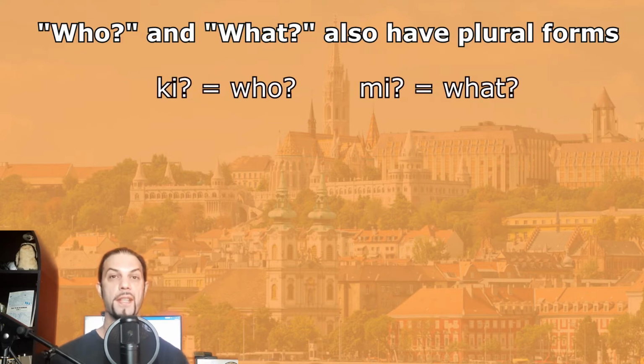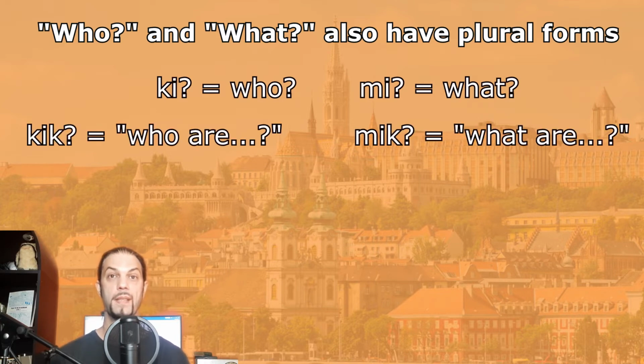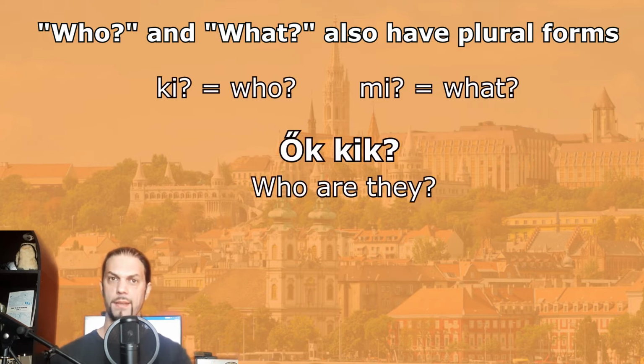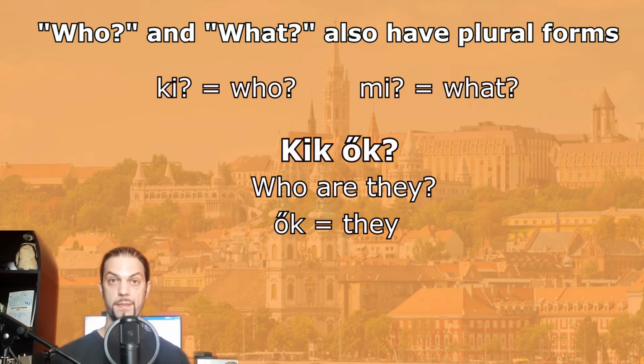Another interesting thing is that the question words who and what can also have plural forms. Who is ki and what is mi in Hungarian. Their plural forms are kik and mik. I think they can roughly be translated to who are and what are. For example, ők kik. Ők is they and kik is who are. So, who are they? You can change the word order to kik ők. That also works.